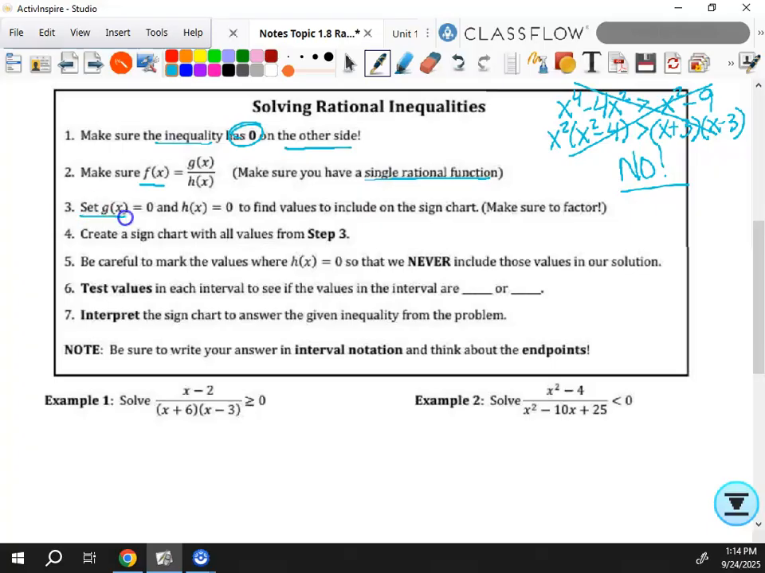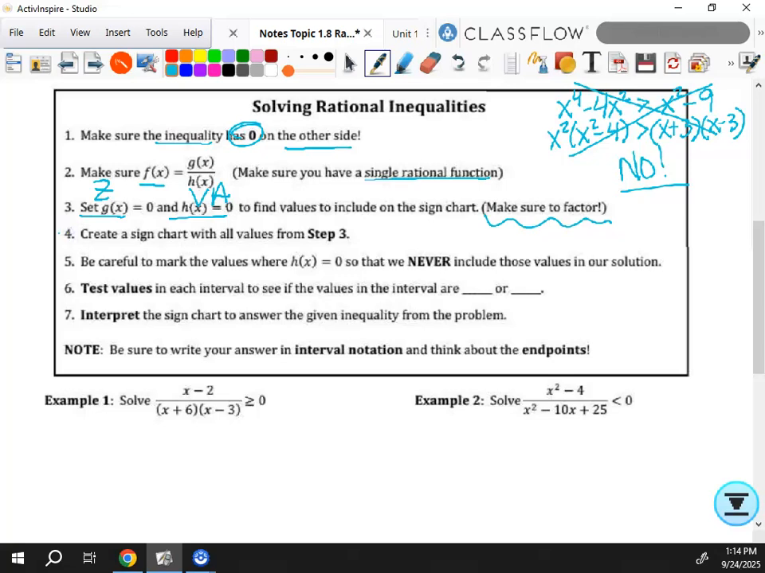Then we set the numerator and denominator equal to 0. The g of x gives us our zeros. The h of x gives us our vertical asymptotes. And we've got to make sure to factor, and factor legally. That's important as well. Create the sign chart.